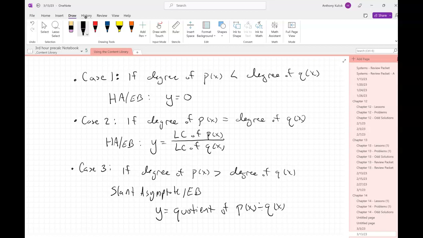So case 3, when the degree of the numerator is greater than the degree of the denominator, we're going to have some kind of slant asymptote or end behavior, where the equation is going to be y equals the quotient from the division problem p of x divided by q of x. That's the worst case because you have to do the polynomial division or synthetic division depending on the situation.